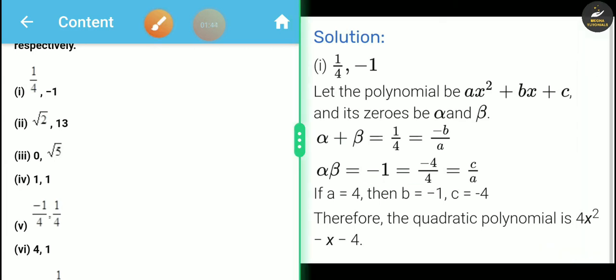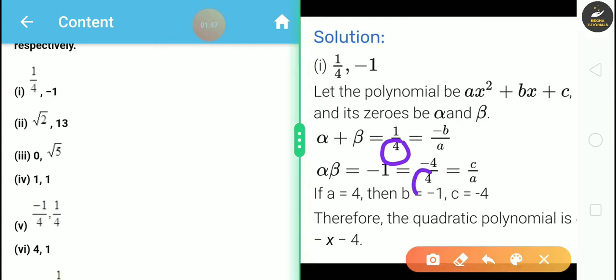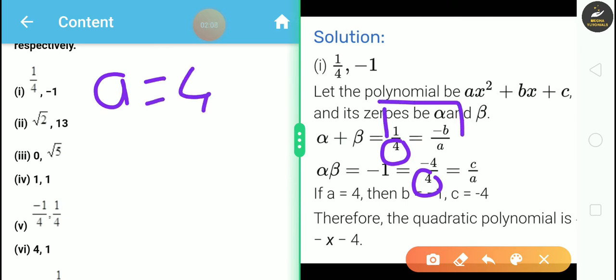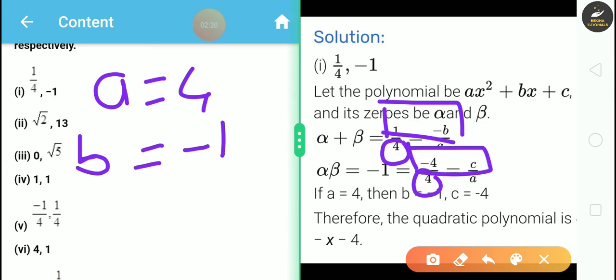Now the denominators of both are the same. In this case a is equal to 4, so we can say that a is equal to 4. Now check for b. In this case minus b is equal to 1, which means we can write b is equal to minus 1, and the value of c is minus 4, so it is clear that c is equal to minus 4.